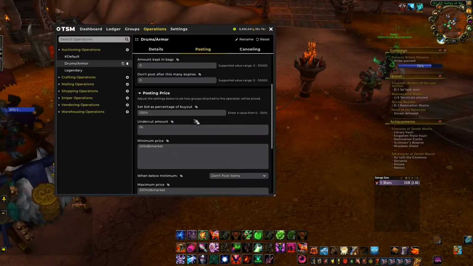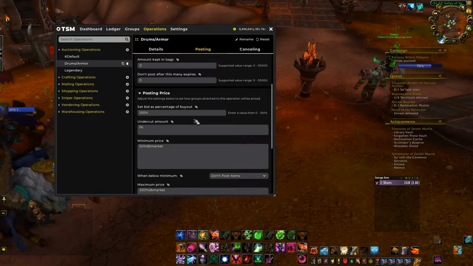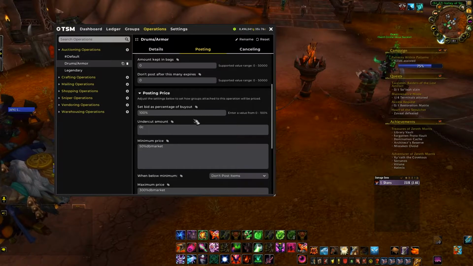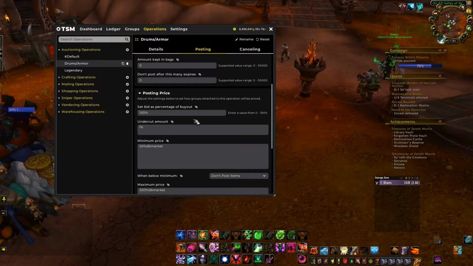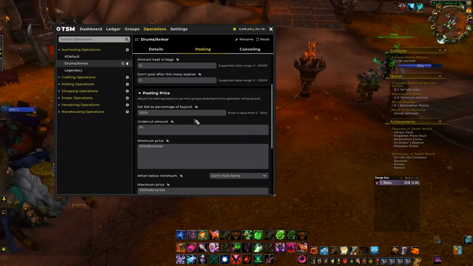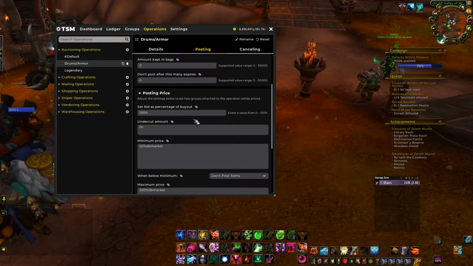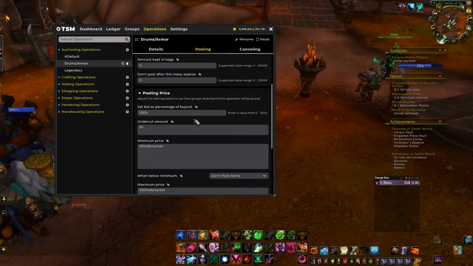Okay, now the posting price is where it gets really important, of course. So set bid as a percentage of buyout is not as important. You're probably just going to put that at 100% for most things. Most things you're not taking bids on, so you're just trying to get them to be bought out. So you probably don't want to really move this around too much, unless you are taking bids and you want it to be something different.